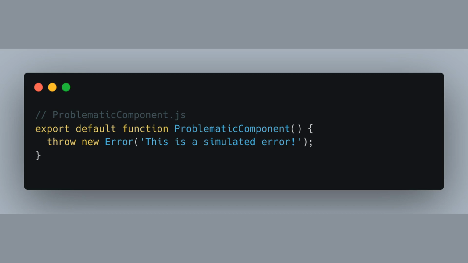In React, sometimes components can fail and cause errors, disrupting the user experience. Error boundaries provide a way to gracefully handle these errors. Think of them as a safety net that catches JavaScript errors in child components, preventing the entire app from crashing.